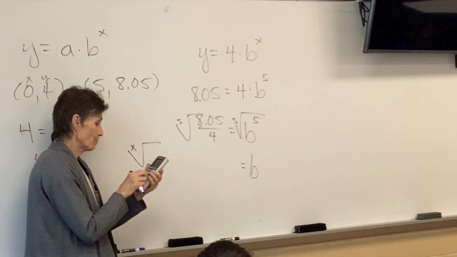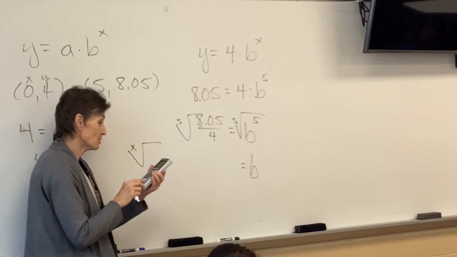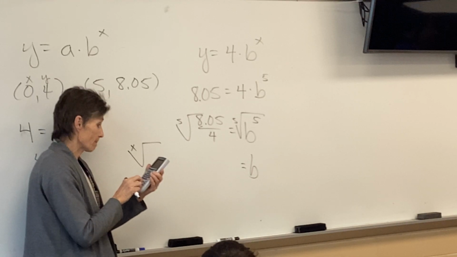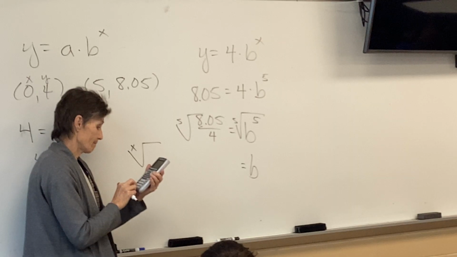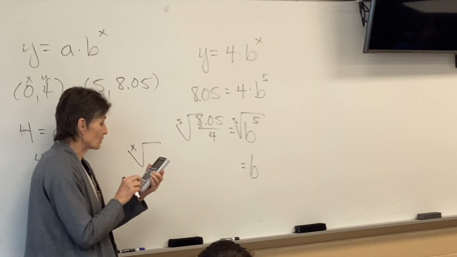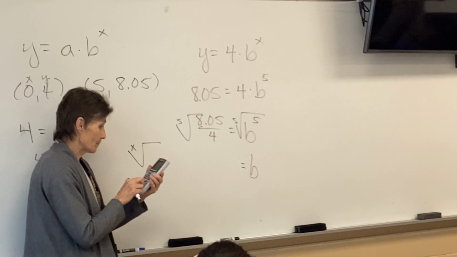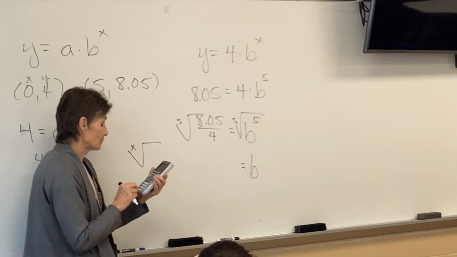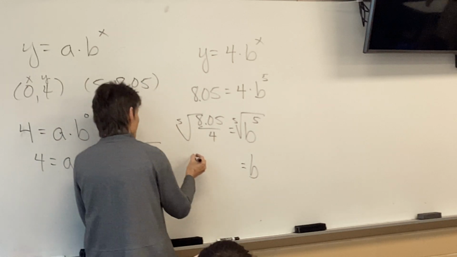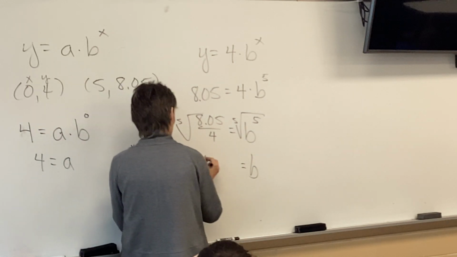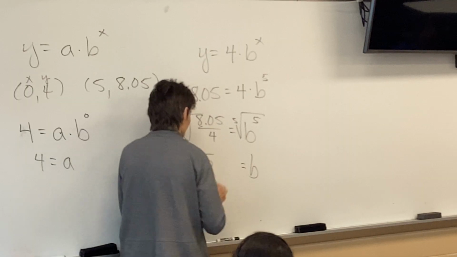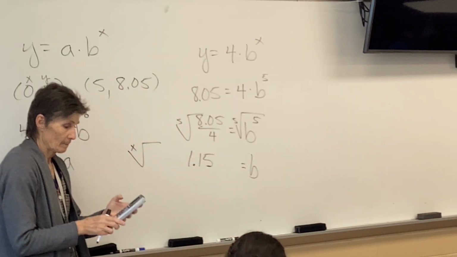Wait, what did you say? In the math menu, pay attention. You guys have different capabilities on your calculator, so figure out how to use that button. 5, then 8.05 divided by 4, and make sure you get 1.15.